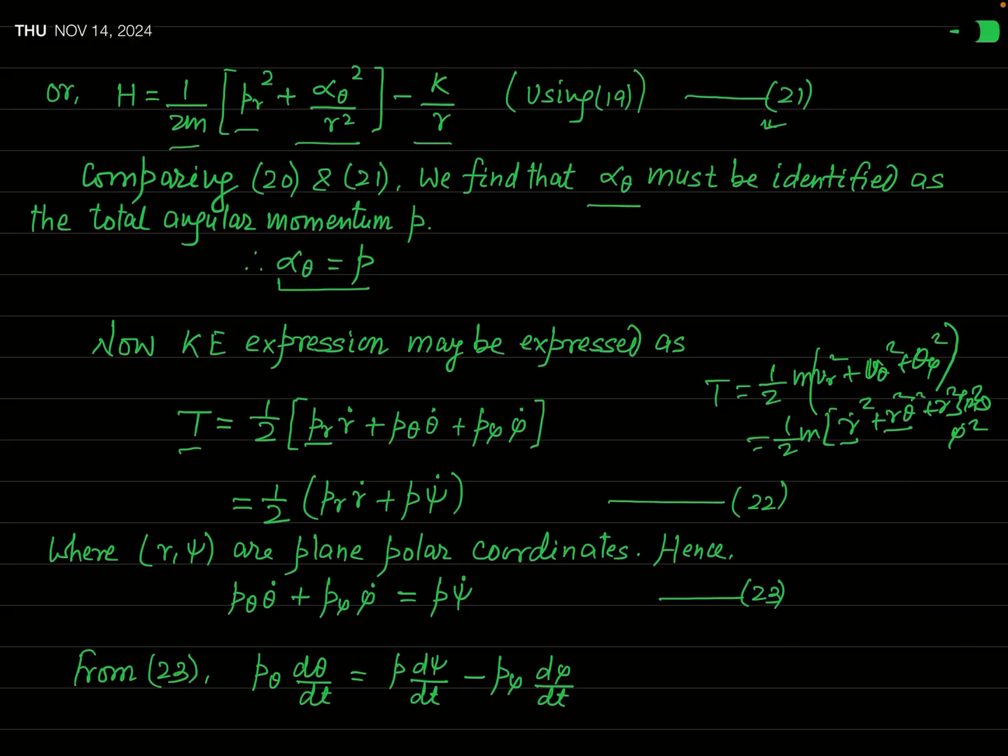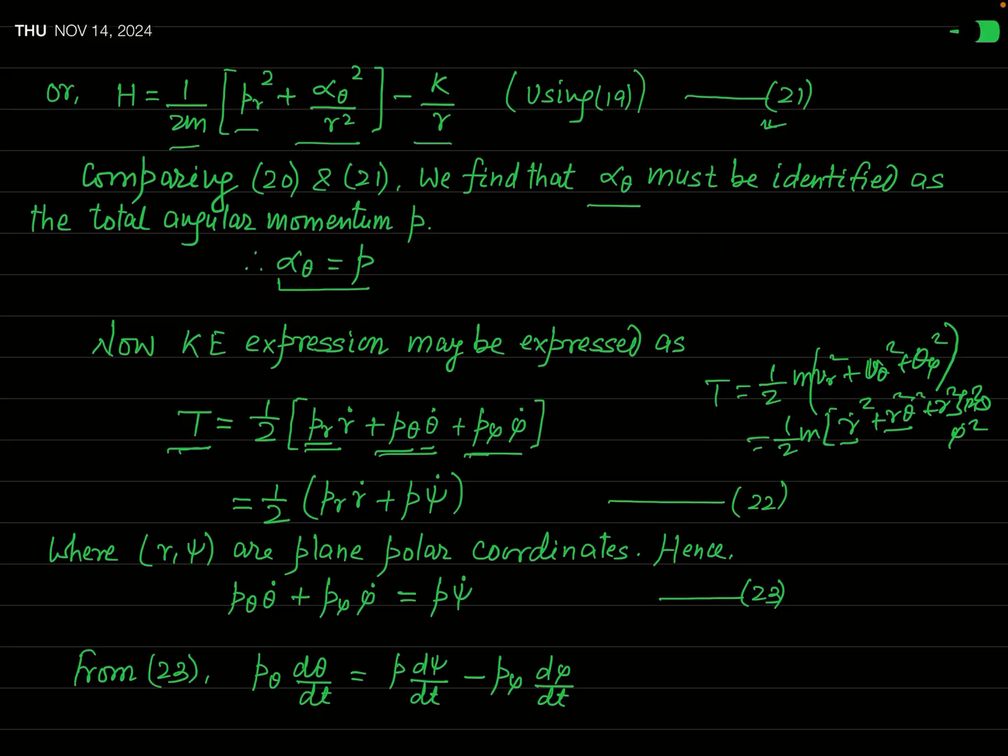M times r square theta dot, that will be p theta, so one theta dot will remain. Again, m times r square sine square theta times phi dot will be equal to p phi, so one phi dot remains here. So in this way, you can see the expression for kinetic energy may be written as 1 over 2 times p r times r dot plus p theta times theta dot plus p phi times phi dot. Okay.